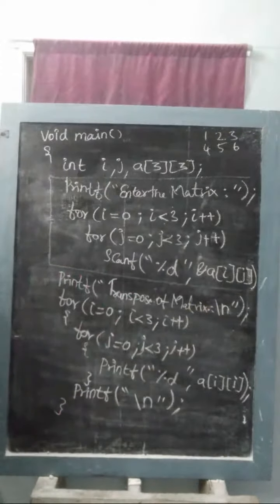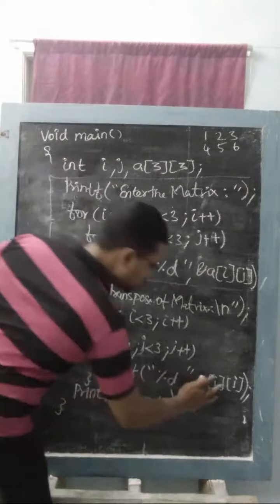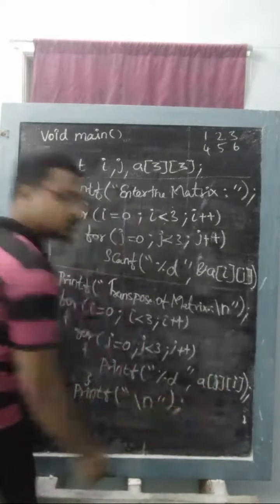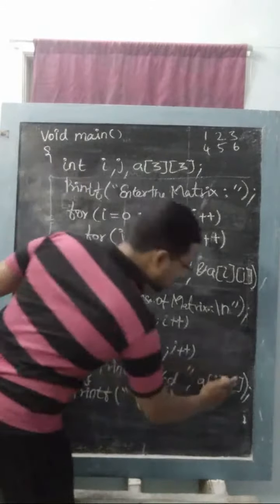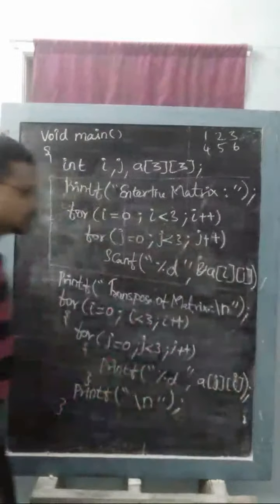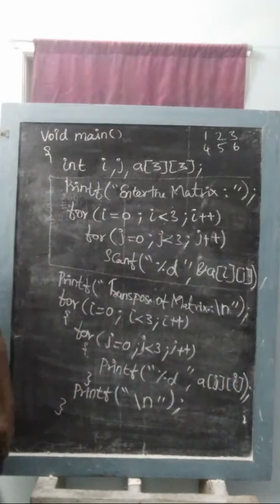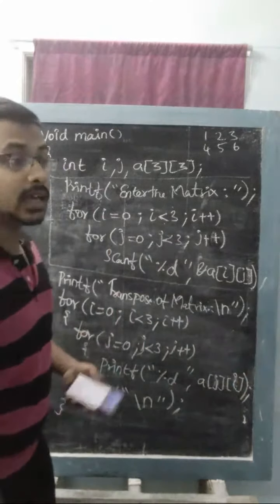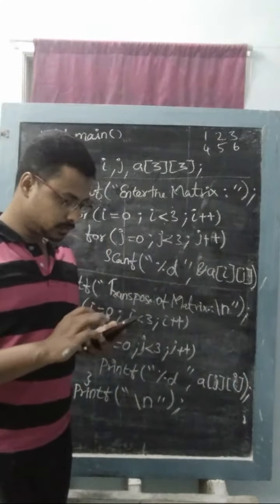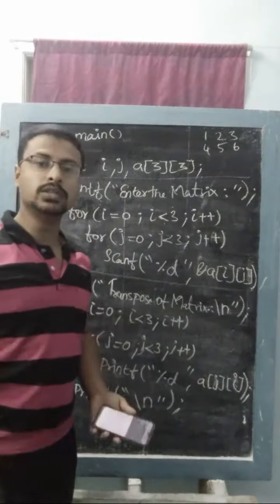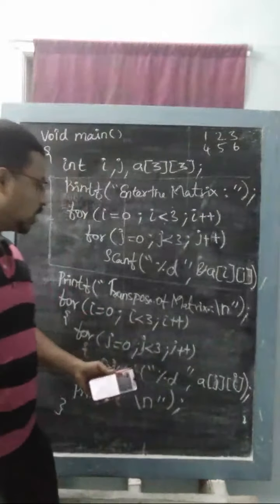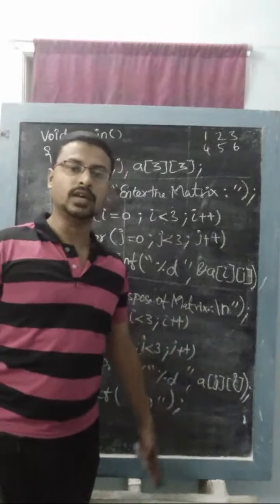Transpose of matrix. So what to change actually? We need to change just, instead of I, J. Instead of J, you have to write I. J I. So yesterday I asked one question. What is the question I asked? Why are we using J instead of I?